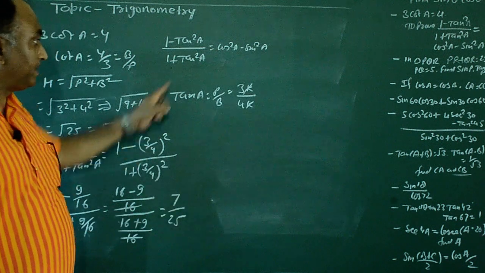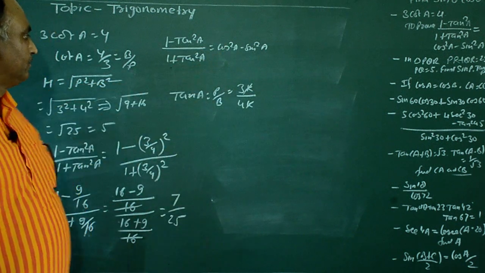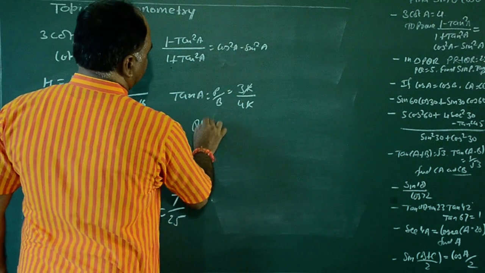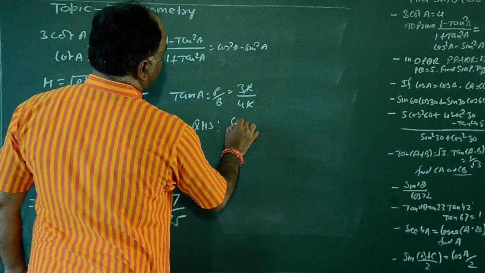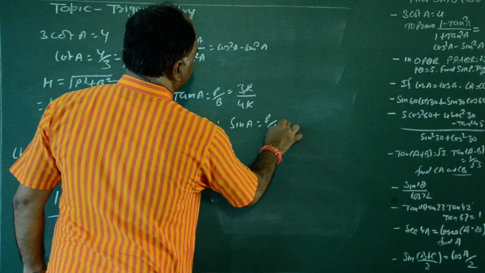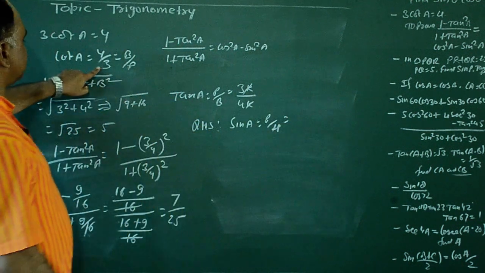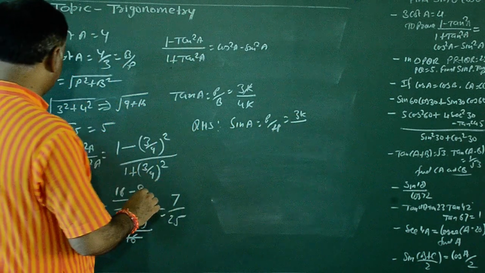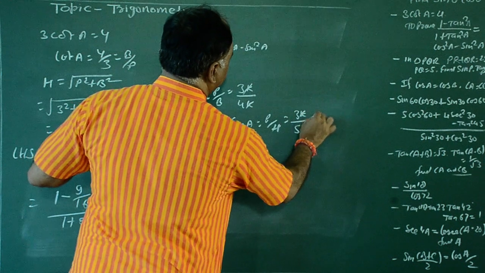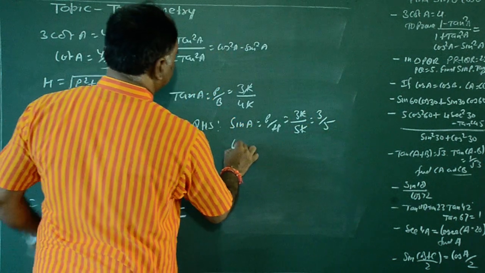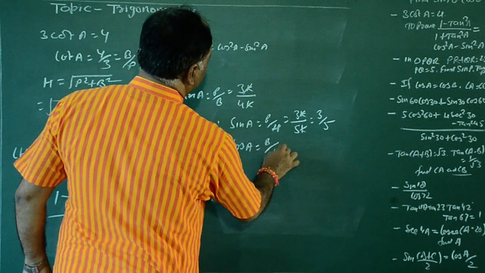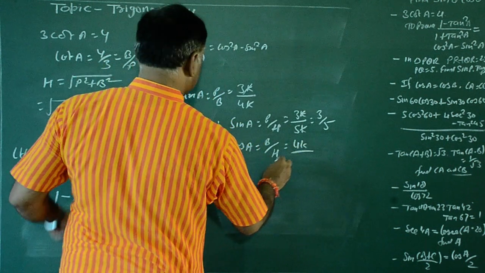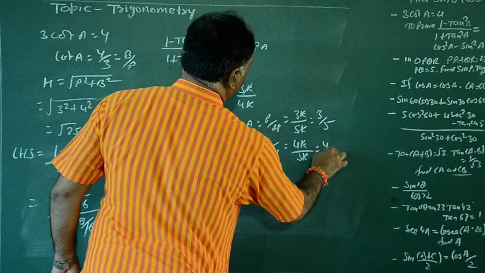It means you have to find the value of RHS. For this, first you need here the value of cos and sin. Look here, RHS. For RHS, sin, that is P upon H. What is the value of P? That is 3k. Okay, and H, that is 5k. Cancel it, and you have got 3 upon 5. And then cos A, B upon H, and then B 4k upon H, that is 5k. Cancel it, and you have got 4 upon 5.